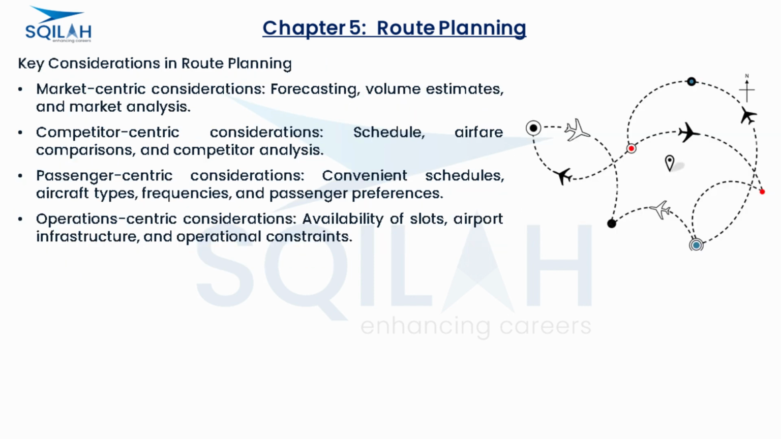Key considerations in route planning. Market-centric considerations: forecasting, volume estimates, and market analysis. Competitor-centric considerations: schedule, airfare comparisons, and competitor analysis. Passenger-centric considerations: convenient schedules, aircraft types, frequencies, and passenger preferences. Operation-centric considerations: availability of slots, airport infrastructure, and operational constraints.